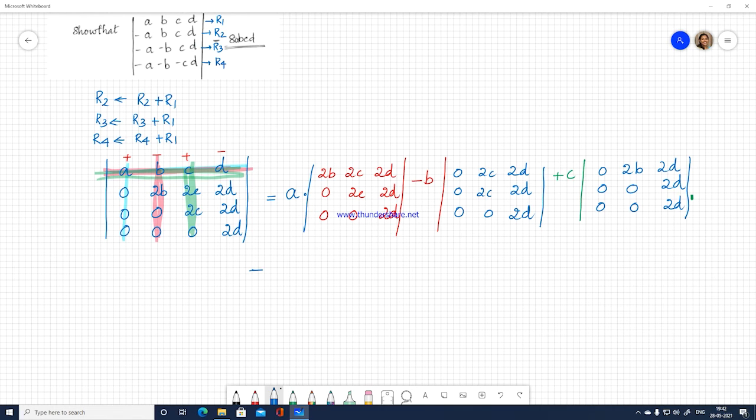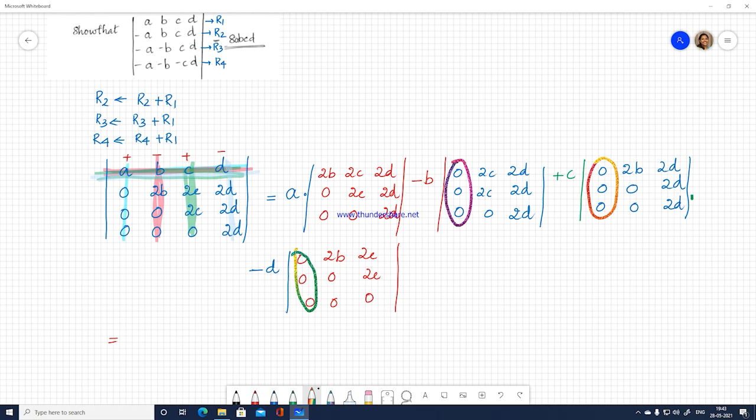Now minus d into, taking another highlighter, covering this column and the particular row, we'll get a submatrix: 0, 2b, 2c, 0, 0, 2c, 0, 0, 0. According to the properties of determinants, whenever we have a column containing 0 here, a column containing 0 here, as well as a row containing 0, in such cases the determinant will be equal to 0.